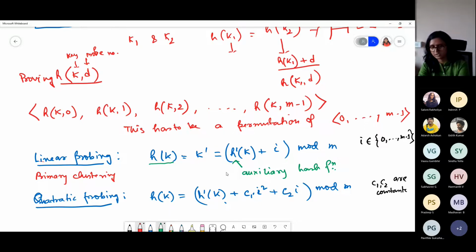When your keys are not sorted, maybe some key has come very late, but it is supposed to be mapped to this same hash value. In that case, you have to traverse the whole length to come to the empty slot, maybe at the end. So this kind of problem will happen with linear probing. So primary clustering happens, that is, long runs of occupied slots.